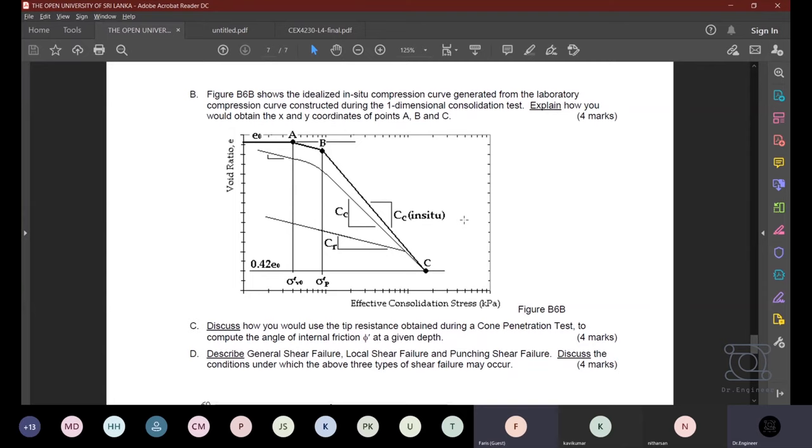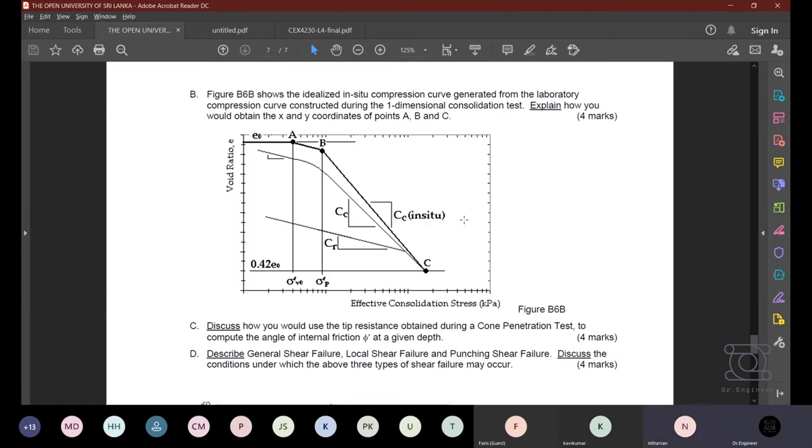What is in situ? What does the term in situ mean? It is the actual condition of the coefficient of compression of the soil. Undisturbed. In situ means it's in a natural state.